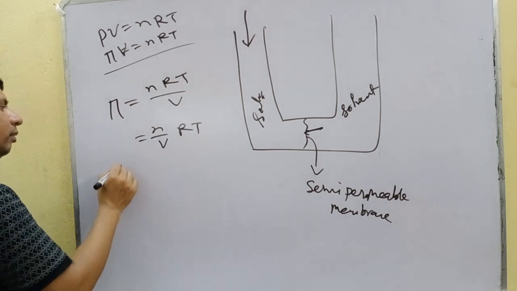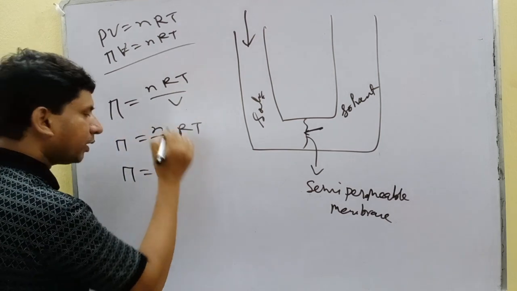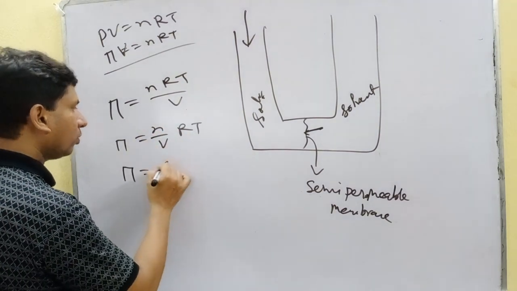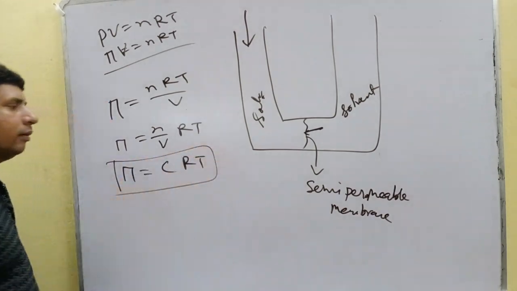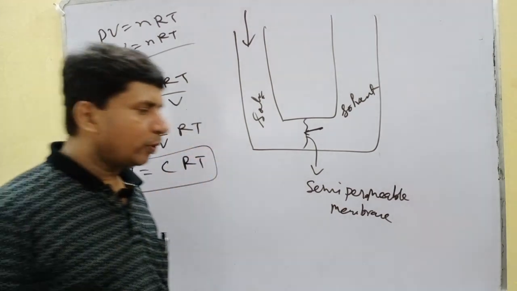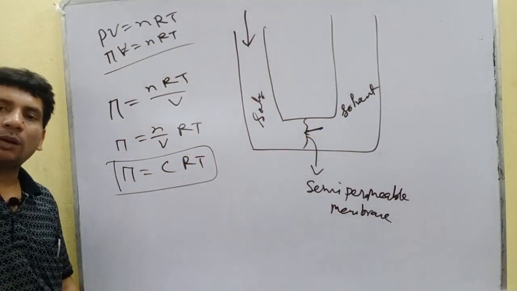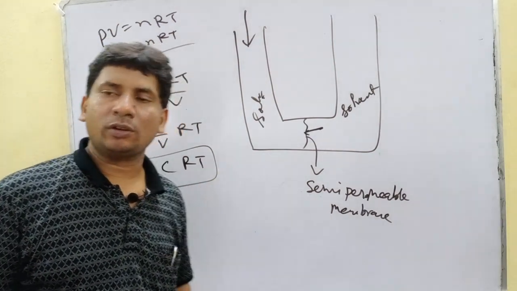What is n by V? It means concentration, mole per liter. So C into RT, so pi equals CRT. This is the equation for osmotic pressure. And what is C? C is the mole per liter, that means the number of moles of solute per liter of solution. Okay.